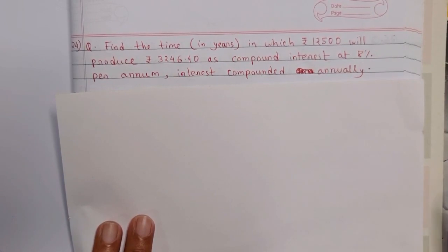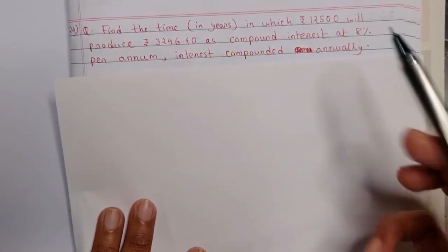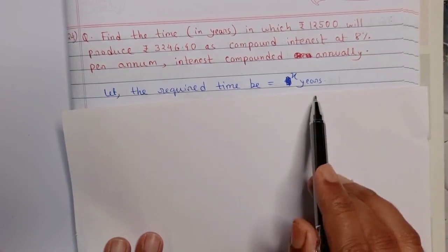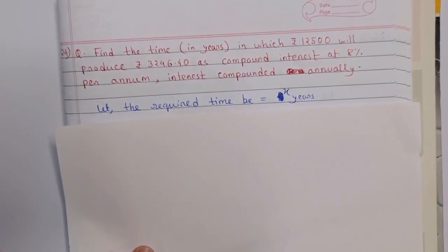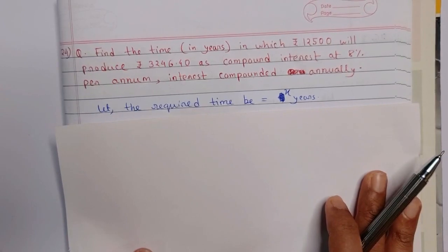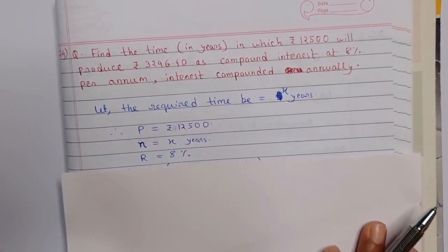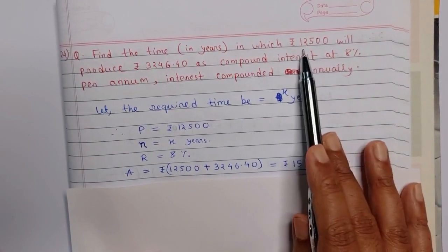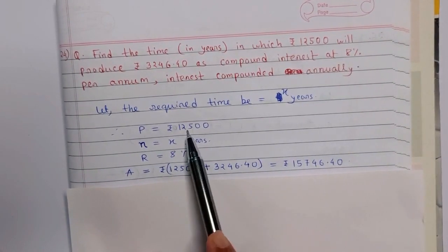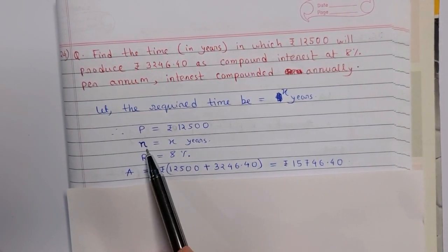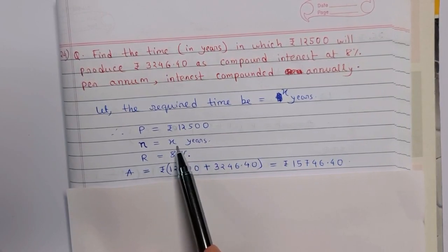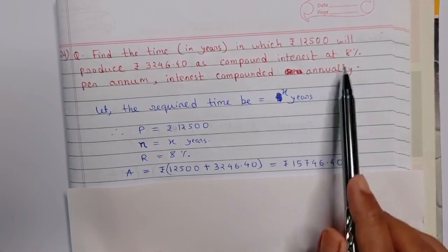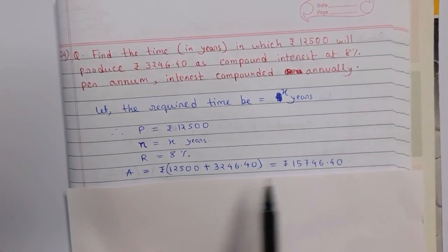Since you have to find the time, and principal and rate of interest are given, assume let the time be X years. Simple. Now let's plot the values. Principal is given in the question, 12,500 rupees. N, that means the time, is X years. You just assume time is X years. R is 8%, because in the question it was given 8%.